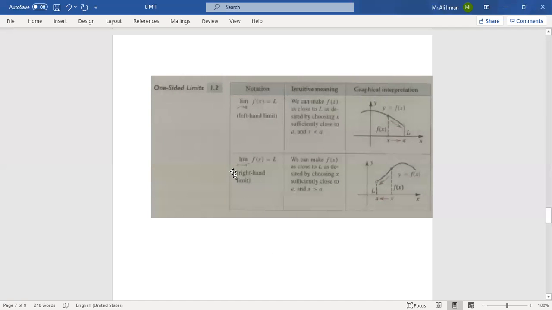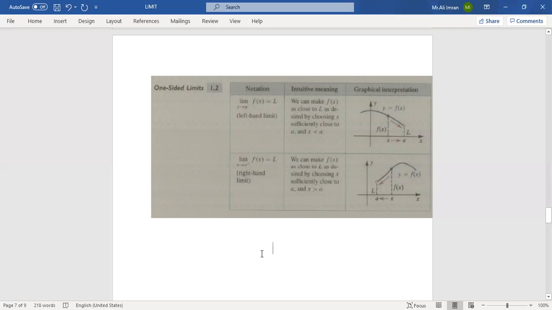By the right hand limit, we mean limit as x approaches a plus of f(x) equals L. For the right hand limit, we can make f(x) as close to L as desired by choosing x sufficiently close to a, and in this case we have x greater than a. It means that we will approach the limit from values greater than a.